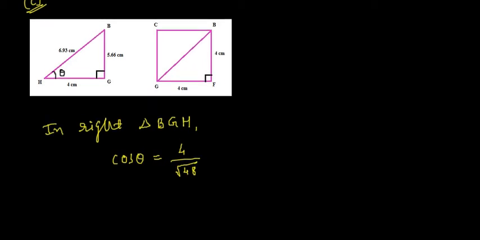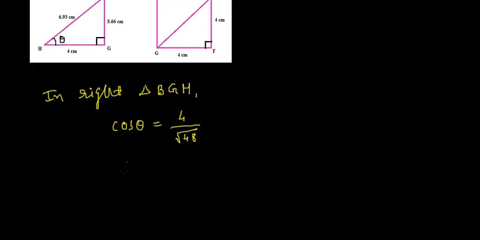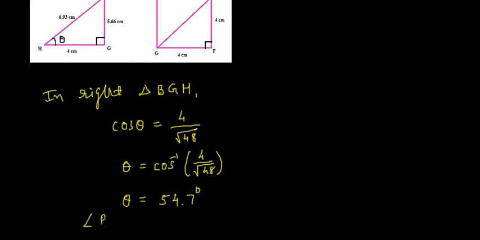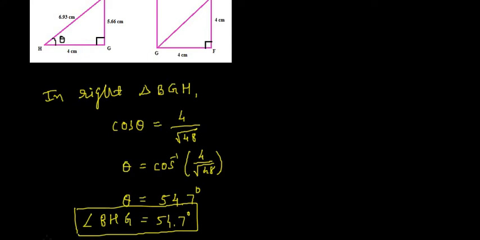So I need to apply inverse trigonometry to get the angle. So theta is equal to, if you take cos inverse on both sides, cos inverse 4 upon root of 48. Okay, and when you find this answer using a calculator, it's coming up approximately 54.7 degrees. So this is my answer for the angle BHG, which is 54.7 degrees. So this is the answer of the third part of question number 1.